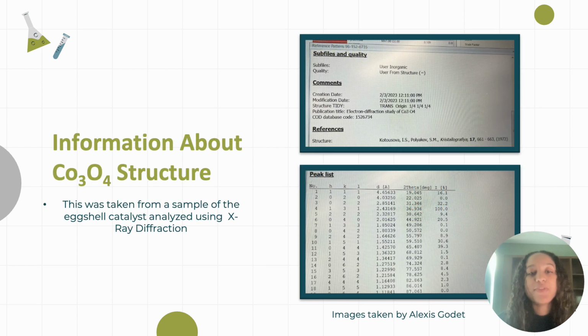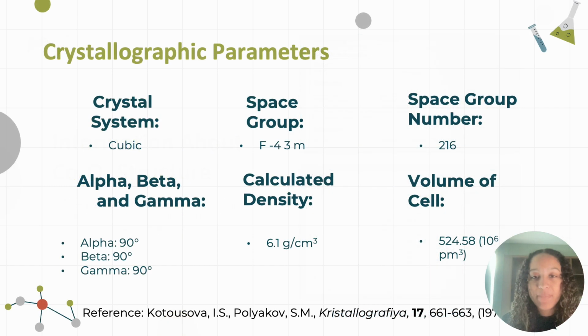So this is some information about the Co3O4 structure. This data here was taken from a sample of the eggshell catalyst analyzed using X-ray diffraction. So this is just more from that analysis earlier. So we see the crystal system is cubic. The space group is F-43m. The space group number is 216.